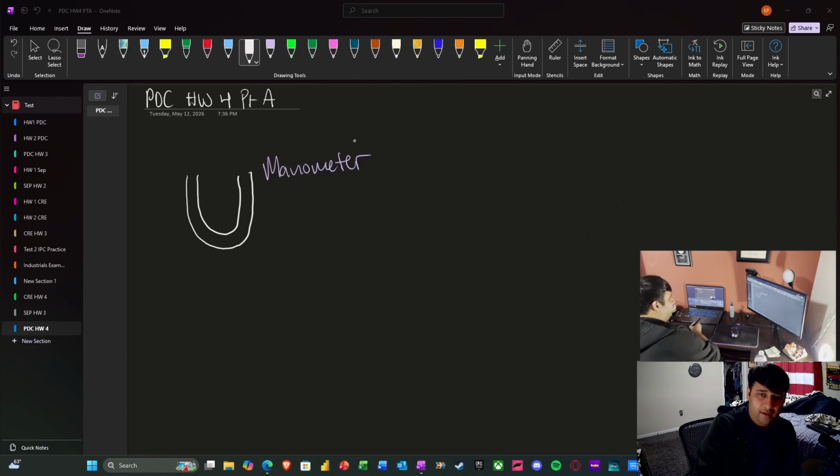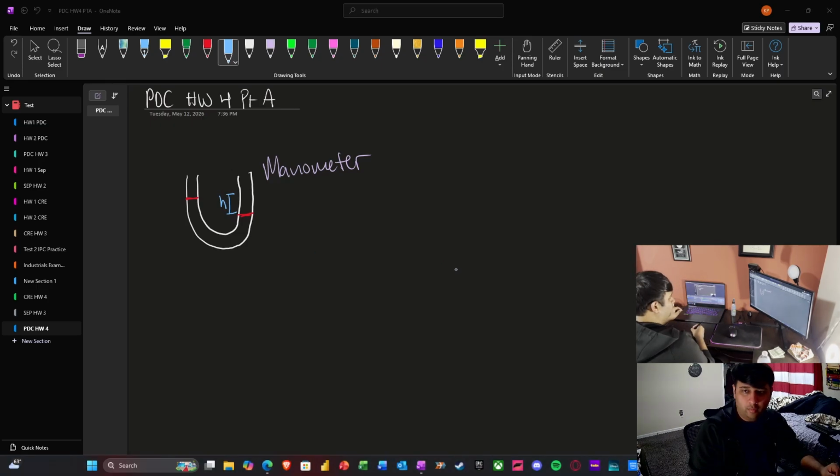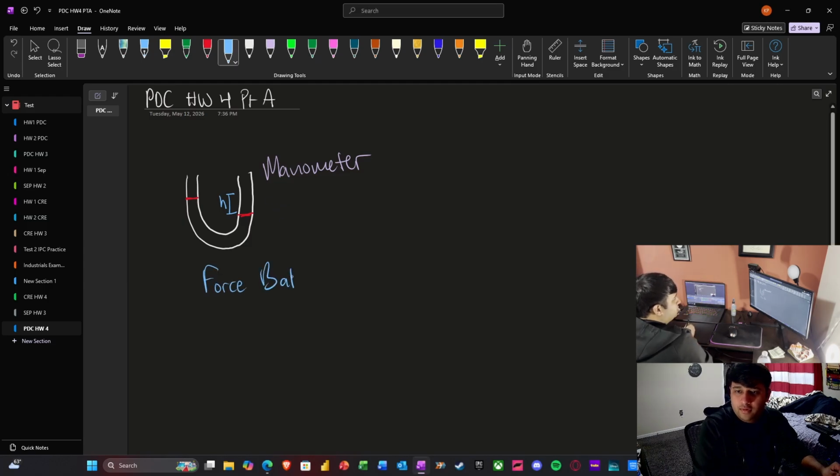So I have a mini drawing here of our manometer, and essentially what we're looking at is, if we take our first height here and second height here, we want to look at the height difference, which is h. Next, what we're going to do is define our force balance.